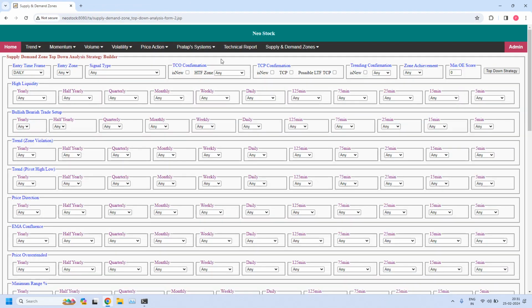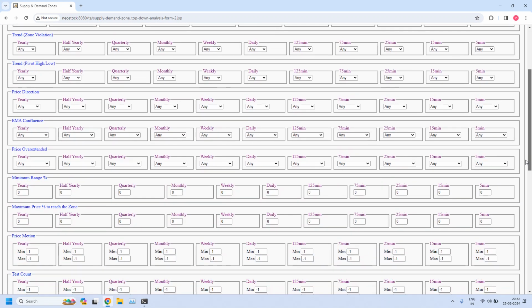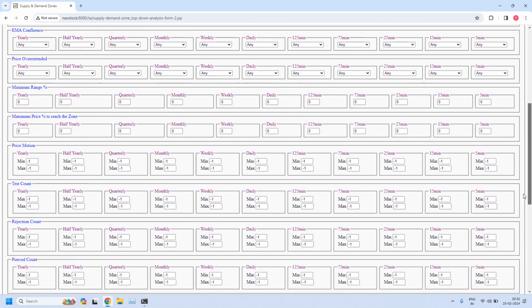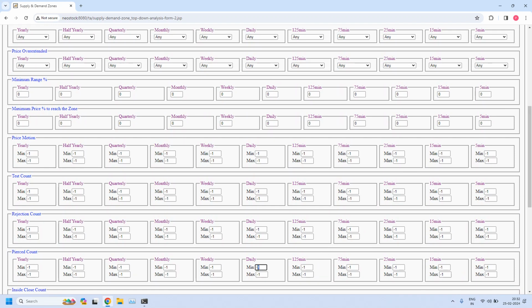Let's get into report generation. In monthly income trade, bullish trade setup, the entry time frame should be daily and the entry zone should be demand zone. And in bullish or bearish trade setup, in daily time frame, we are selecting the parameter bullish. And we don't want any pierced zones, so that is the reason why I am setting a pierced count as 0. On daily time frame, we don't want the pierced zones, especially the demand zones, because it is a bullish trade setup.